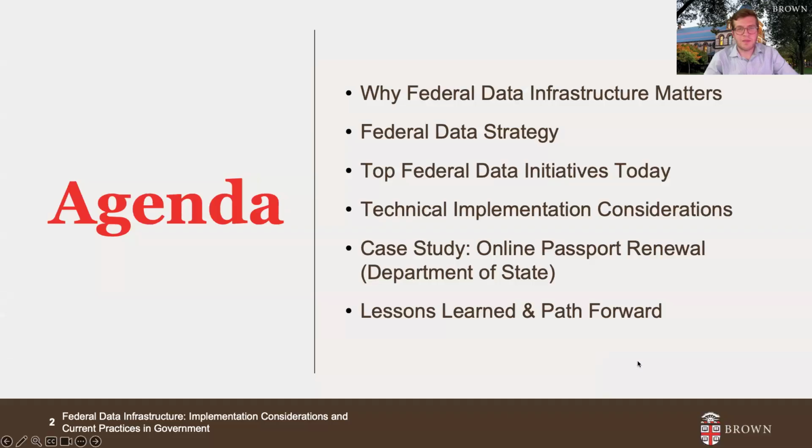So in terms of what we'll discuss, first we'll talk about why federal data infrastructure matters. Then we'll talk about some common components of federal data strategy. Then we'll talk about some of the top federal data initiatives and trends that we see today. Then we'll talk about some considerations that you might need to make if you're going to implement some of those trends technically. And then we'll look at a case study on online passport renewal, which you may have heard about potentially in the news. And then we'll wrap up from there.